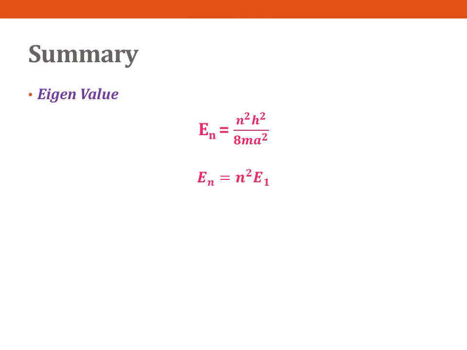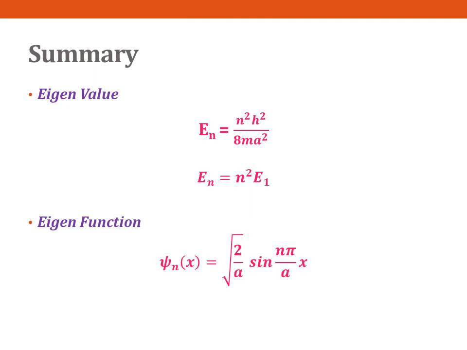There is another expression for the energy eigenvalue given by En is equal to n square E1, where E1 stands for the ground state energy or the lowest value of energy which the particle can take. Both these expressions very clearly prove that energy is discrete in nature for a particle which is in movement. We have the eigenfunction given by psi n of x is equal to square root 2 by a sine n pi by a x.